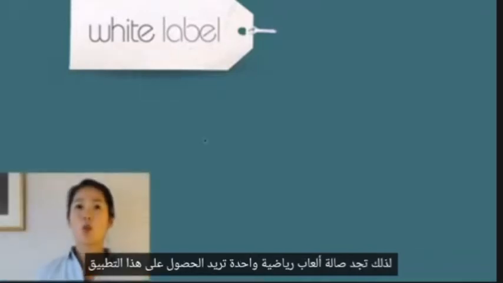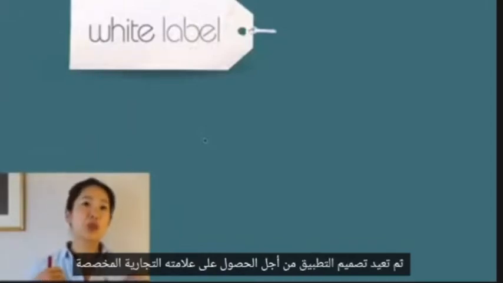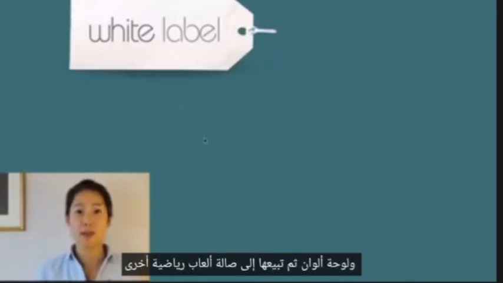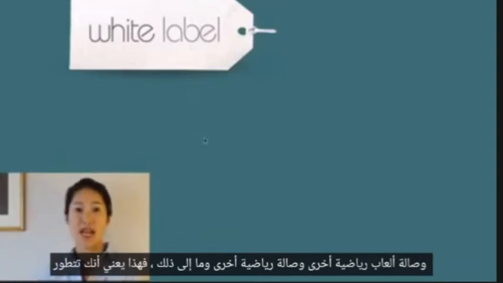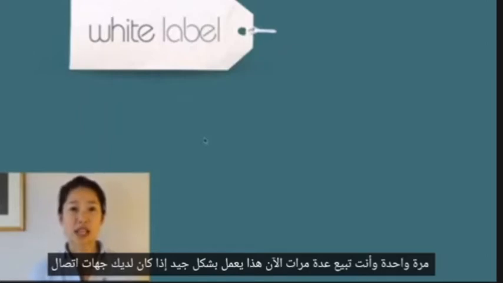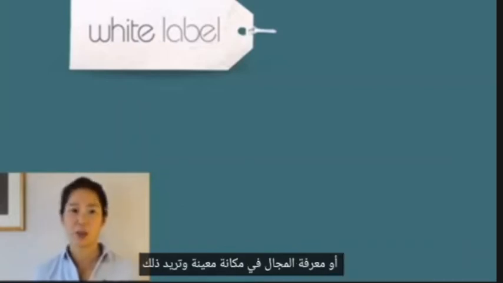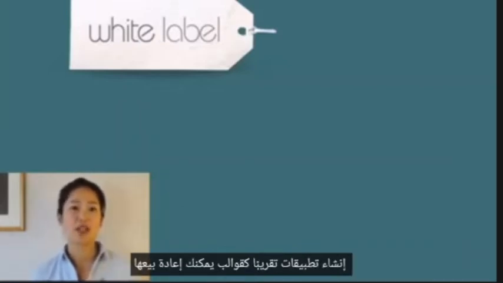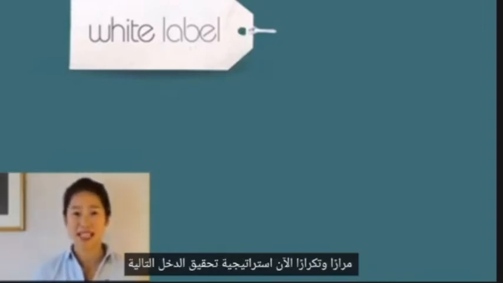So you find one gym that wants to have this app, and then you reskin the app in order to have their custom branding and color palette. And then you sell it to another gym and another gym and another gym and so on. So that means that you develop once and you sell many, many times. Now that works well if you have contacts or domain knowledge in a particular niche and you want to build apps almost as templates that you can resell again and again.